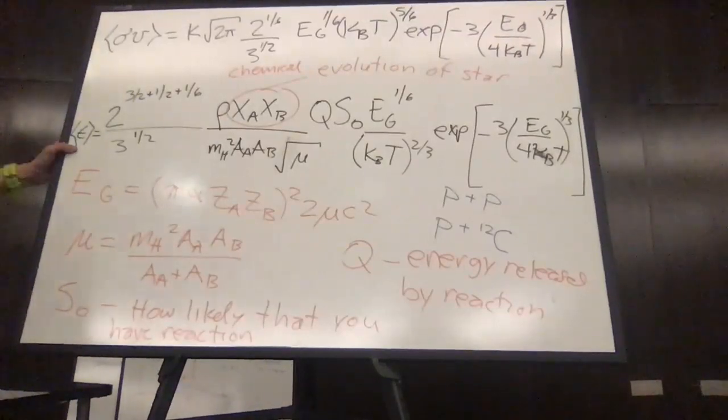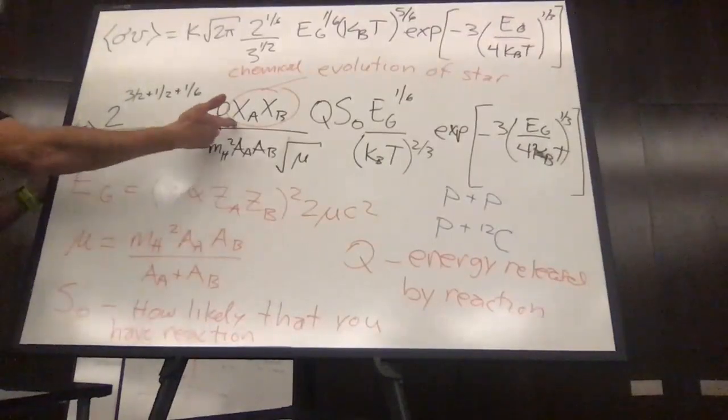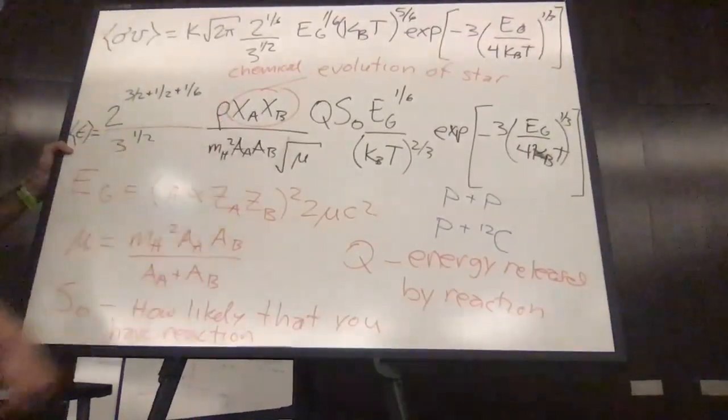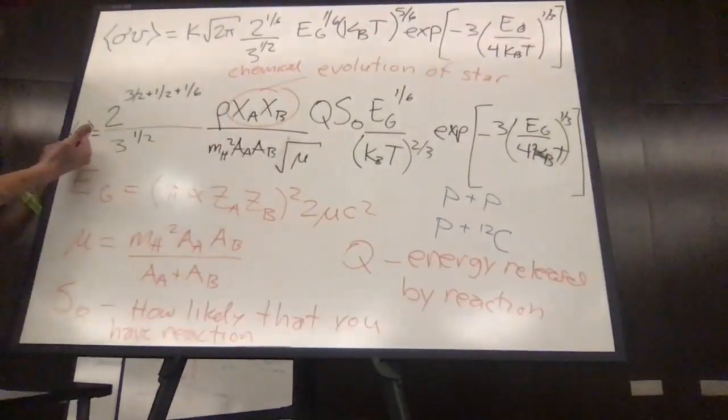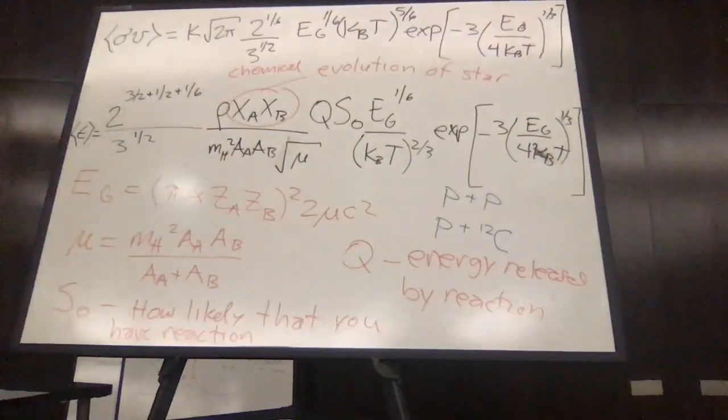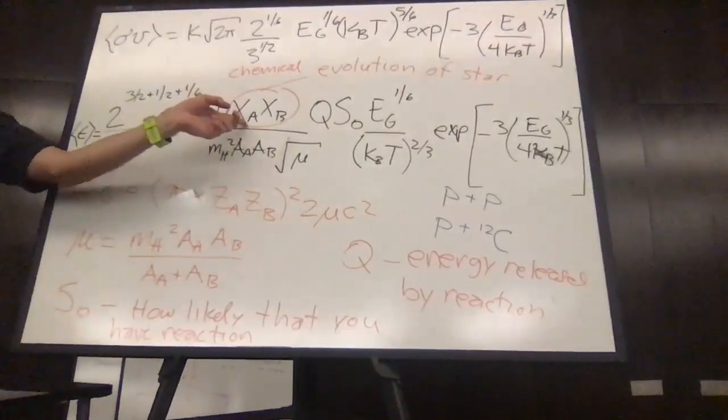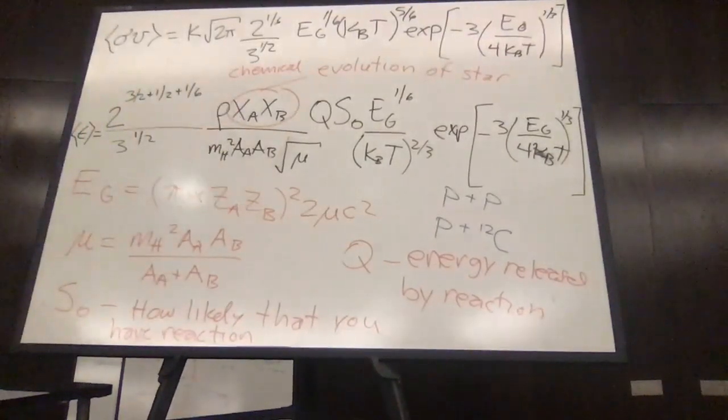So let's say that at some point there's no hydrogen. What happens to the energy, the average energy? If one of them is zero, then that's zero, then it stops. So there's so much physics in this equation. I thought that was pretty cool.